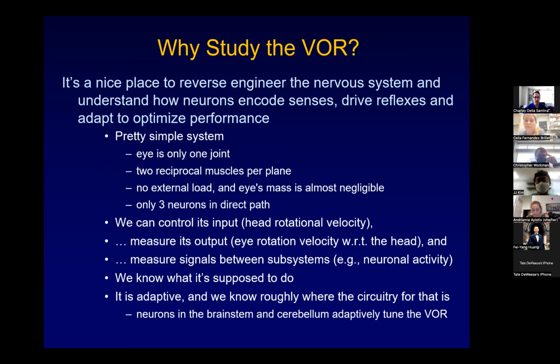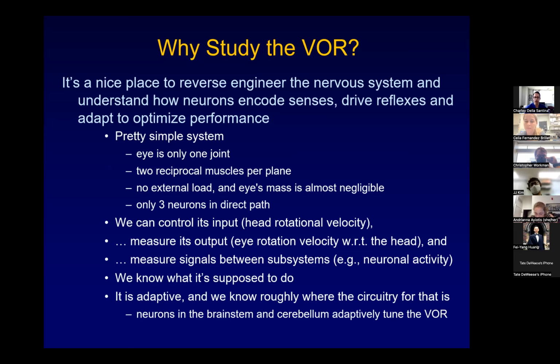There's really almost no external load, and the mass of the eye is essentially negligible. So that simplifies the modeling and the analysis. And there are only 3 neurons involved in this reflex. So for the straight through path, it ought to be pretty straightforward. On top of that, we can control the input for this system because we can put somebody in a chair and move them side to side at different velocities if we want.